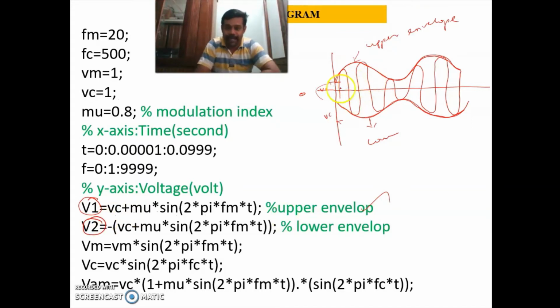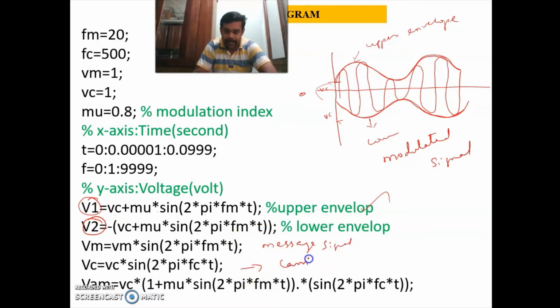Now we have defined the upper envelope and lower envelope of the modulated signal. Now we are going to define the message signal and the carrier signal. The message signal we are taking as Vm.